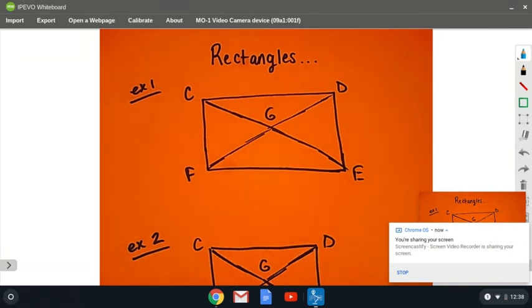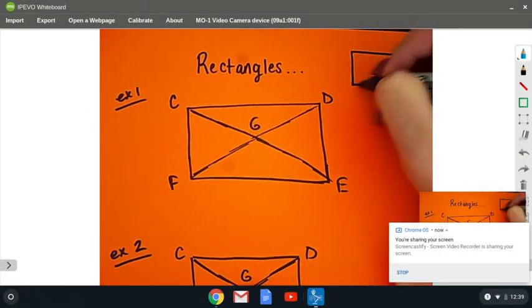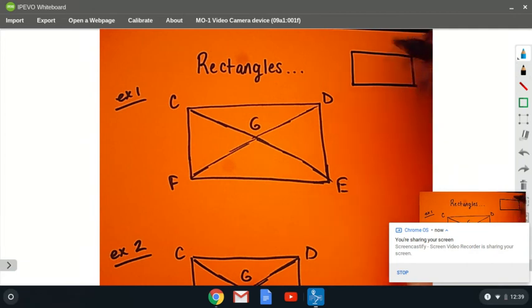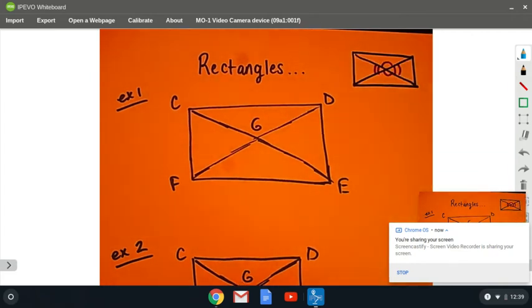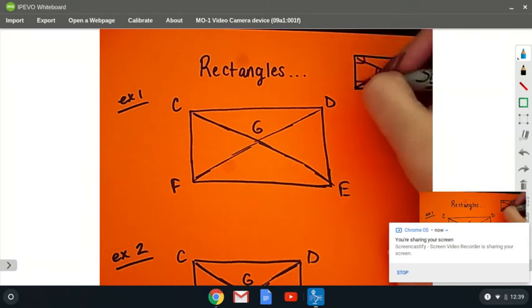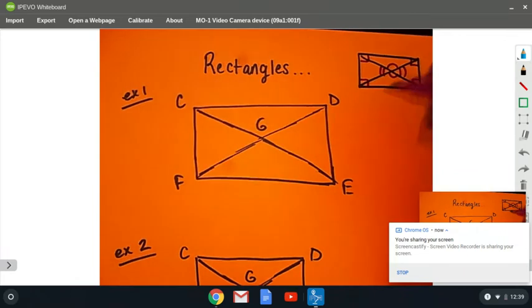So let's just quickly review some things we can label in a rectangle. If I draw a little rectangle over here with the diagonals drawn, something I can label on a rectangle is that these are vertical angles. Right off the bat, I can label those. These are right angles, so these are all equal to 90 in the corners. The opposite sides are congruent, so I can label that.